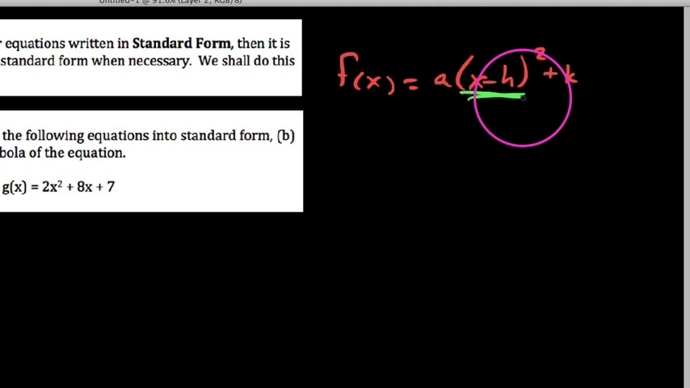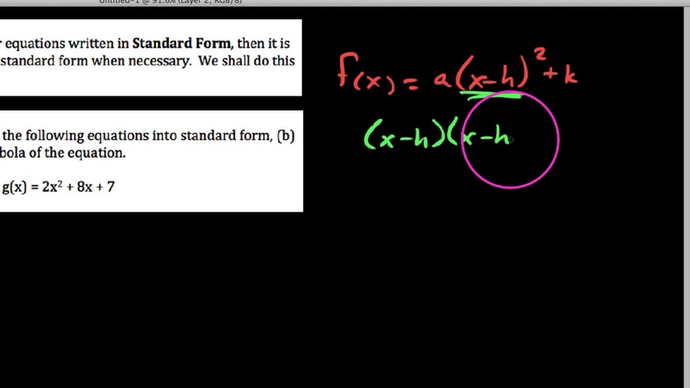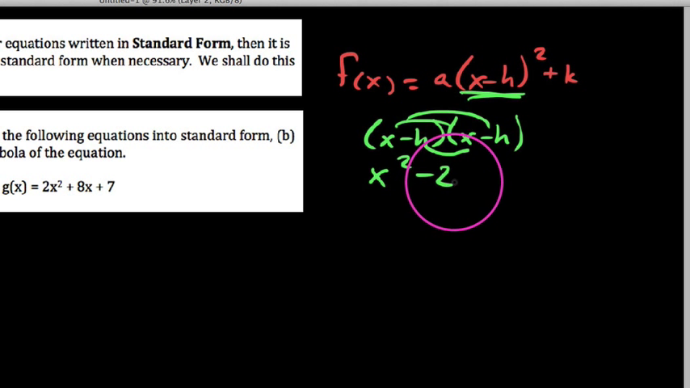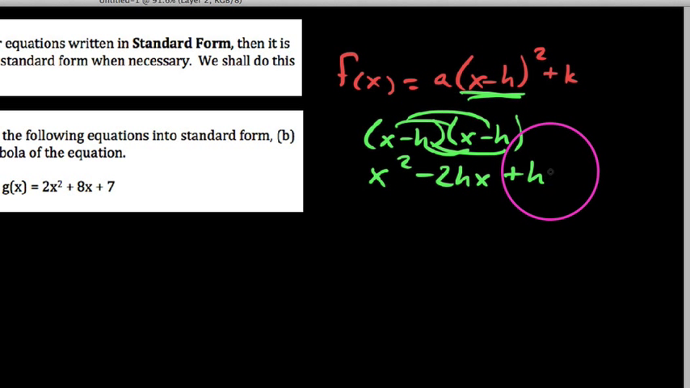We need this quantity (x minus h) squared, which, when one considers it, is just a binomial times itself. And if we were to actually multiply this out, FOIL it, we'd get x squared minus hx minus hx, so minus 2hx, and then plus h squared.